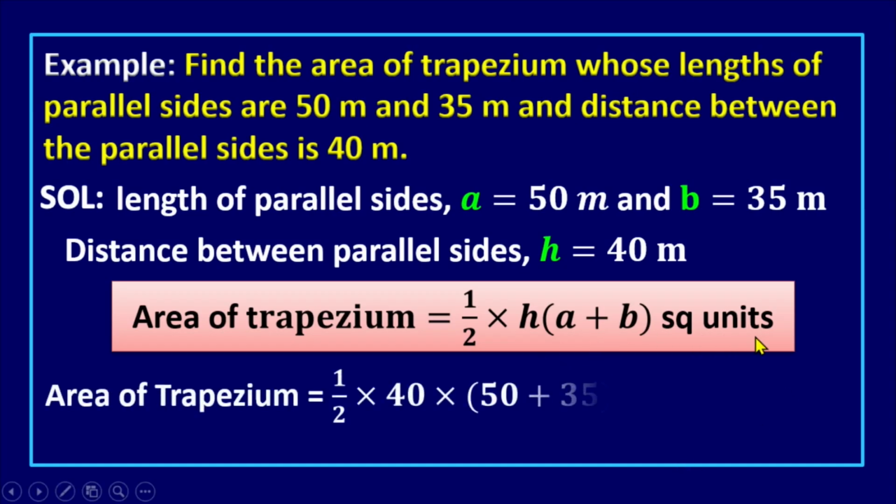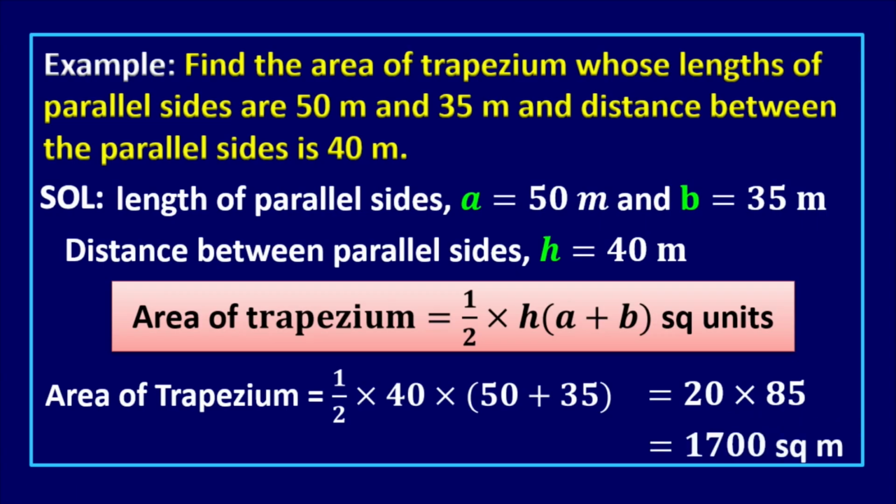We have learnt the area of a trapezium is half H into A plus B. So let us substitute the values. Half into H is 40 into A is 50 plus 35. Now what do you get on simplifying? You get 20, and 50 plus 35 is 85. On multiplying these two, you get 1700 square meters. Hence the area of the trapezium is 1700 square meters.